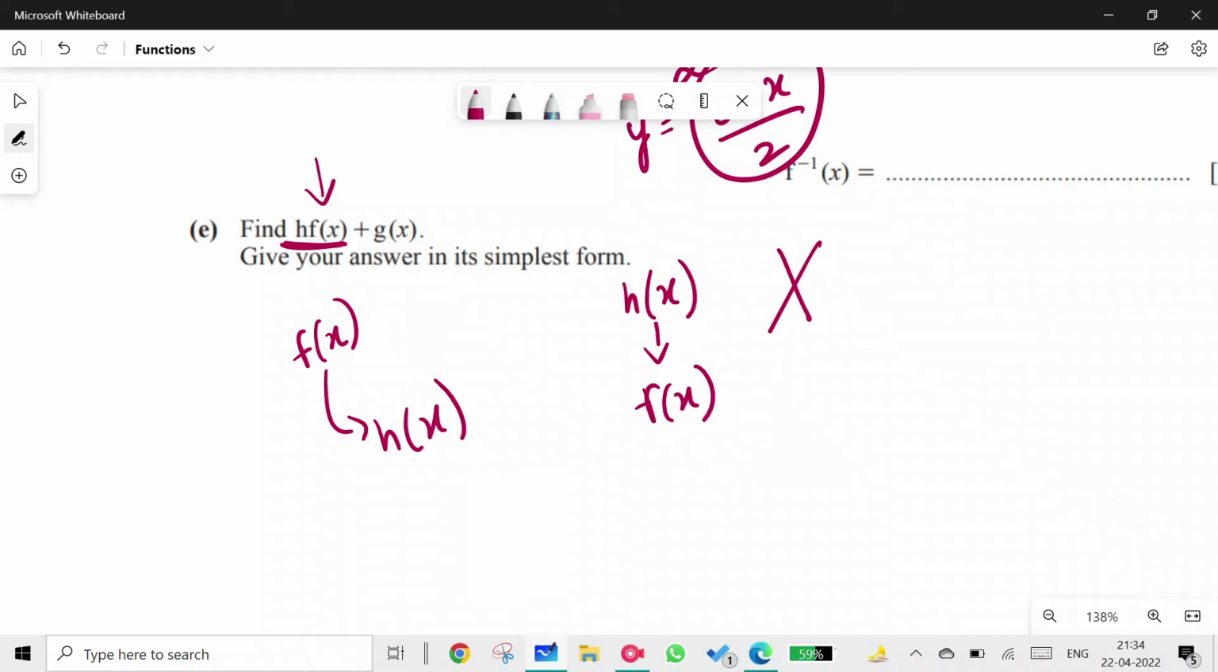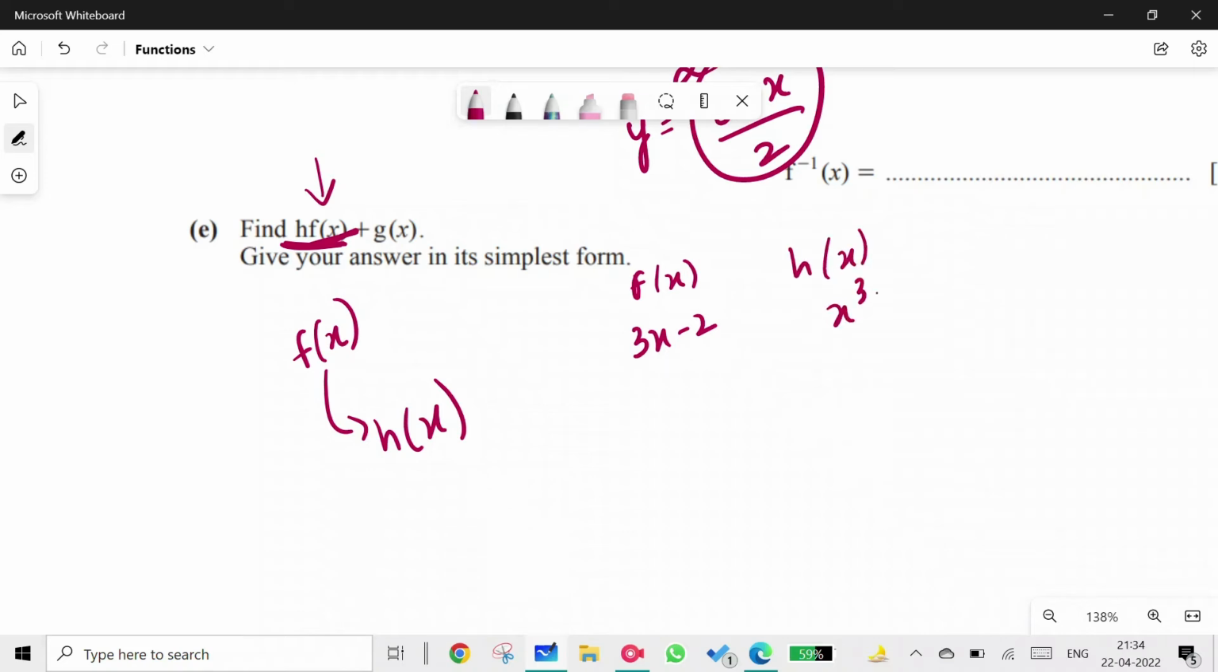Always start from the last function. Here f of x is towards the right, so start from the right. So f of x, take that value and substitute it in h of x. So let's do that. So f of x is 3x minus 2, h of x is x cube. We are substituting this in this, so that's going to be basically 3x minus 2 whole cube.